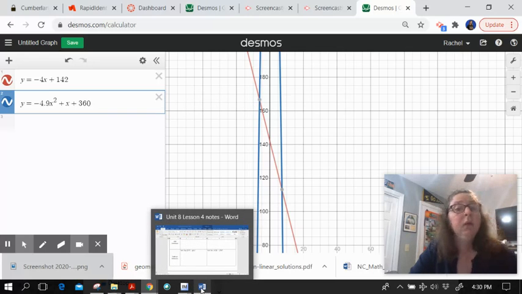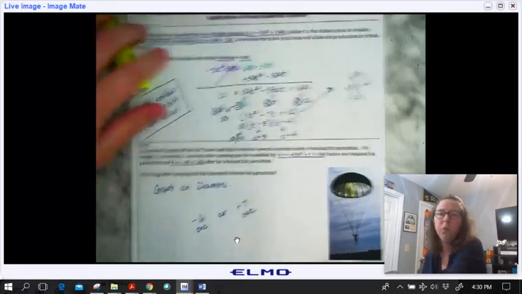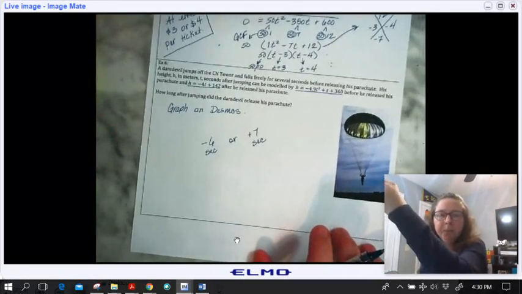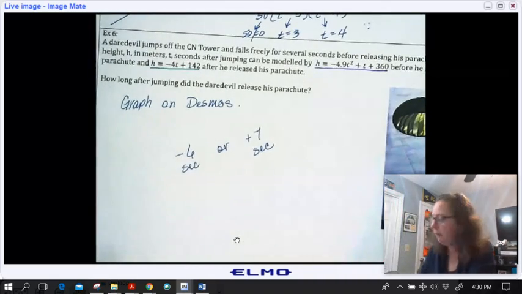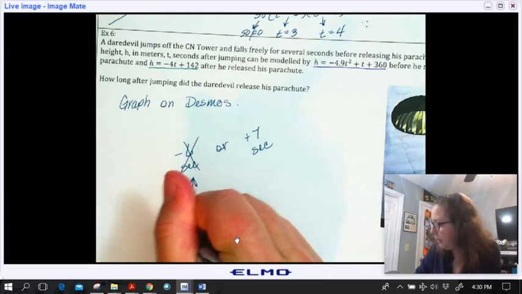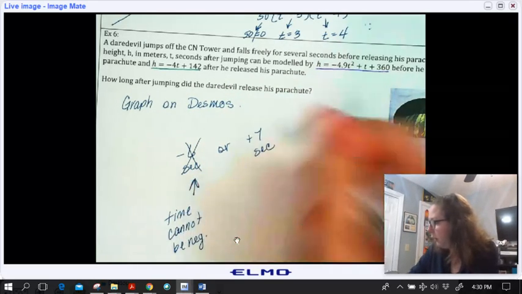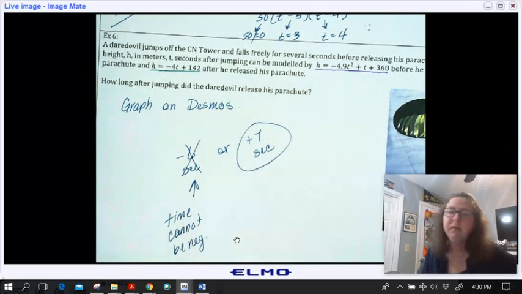Now, because this is an application problem, let's go back and talk about which one that we throw away. And it's going to have to be the negative, okay? Time cannot be negative. And so at 7 seconds is when he opened his parachute.